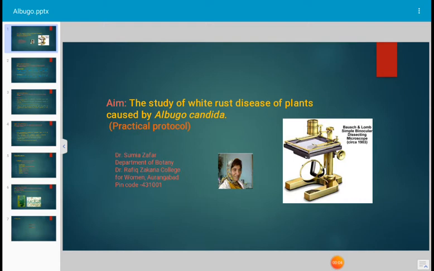Today's topic for discussion is a practical protocol of plant pathology. Today's practical is the study of white rust disease of plants, which is caused by Albugo candida. The disease is very important. It occurs on several plants of family Cruciferae, and the causal organism is Albugo candida.